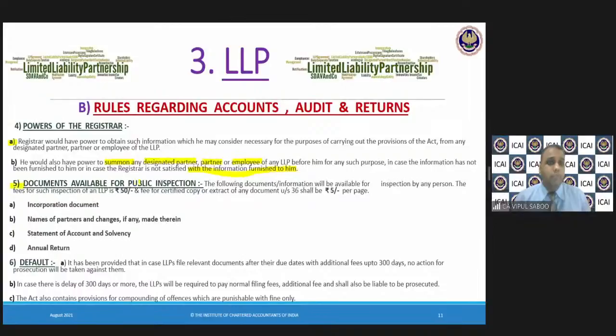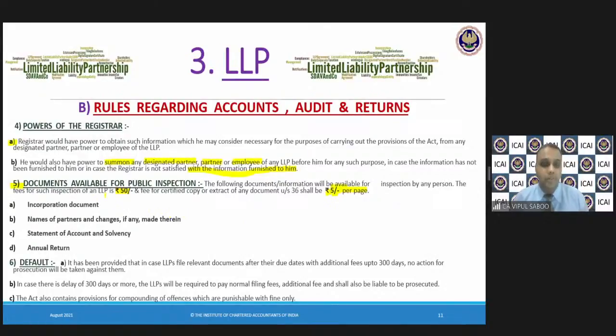Documents available for public inspection. So, which documents are available for public inspection? You can inspect them by paying a fee, in person or electronically. Rupees 50 is the fee for inspection or a certified copy of any document, and rupees 5 is per page. If you want any Xerox copy or extract of any document, you will have to pay rupees 5 per page.